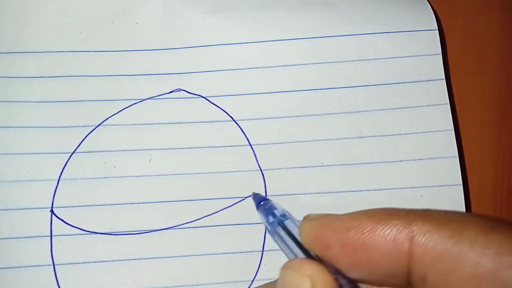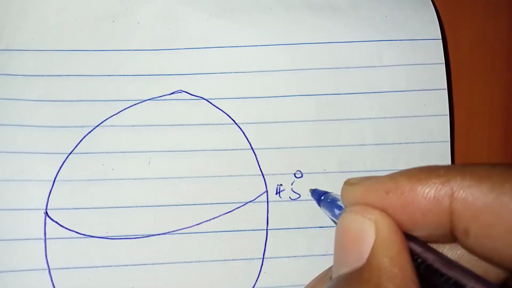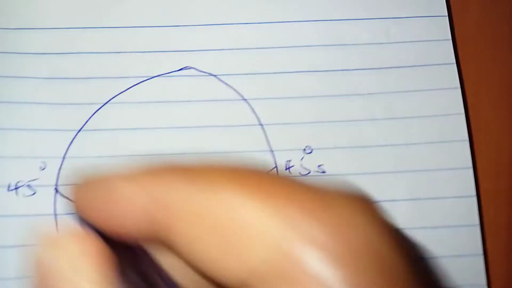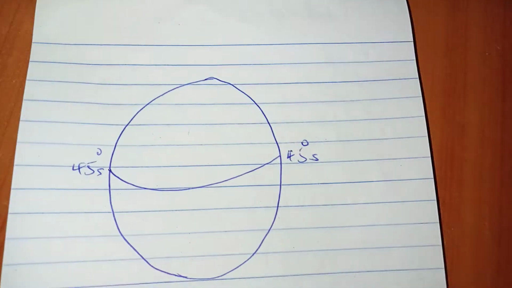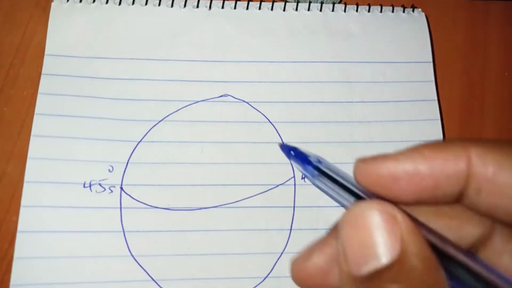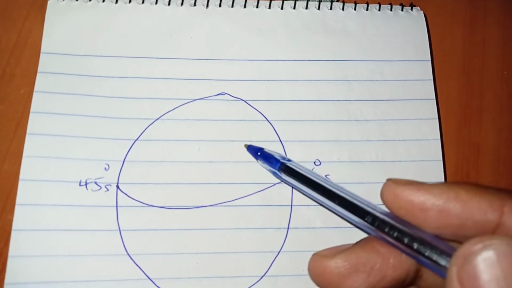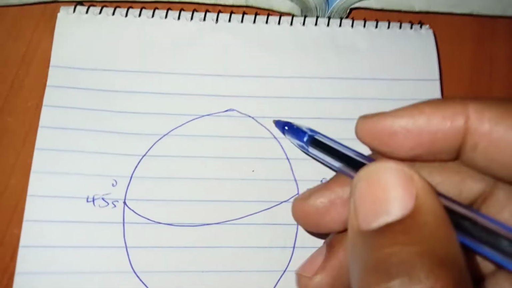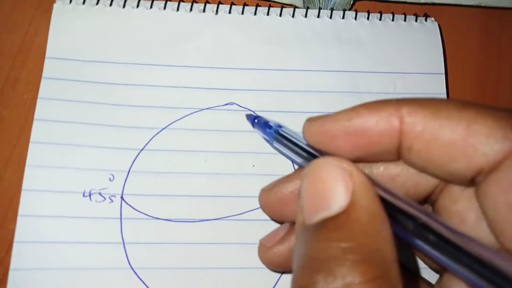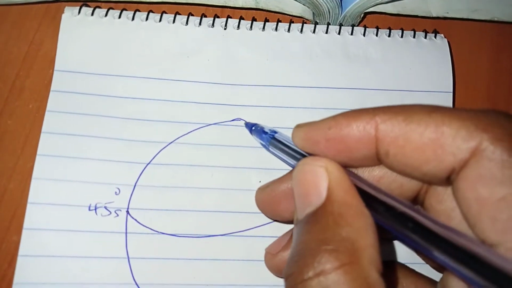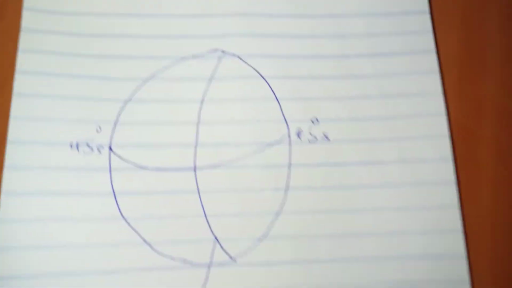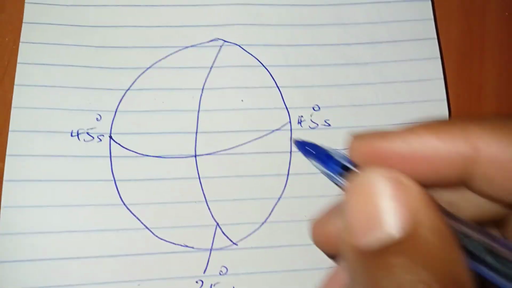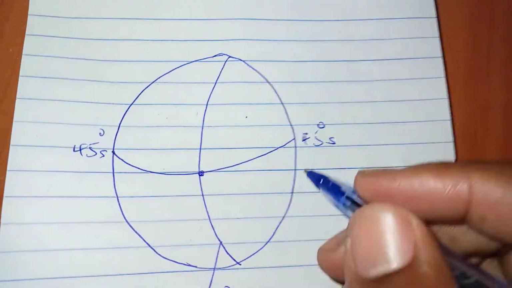So this is 45 degrees. Allow me to write it on both sides. 45 degrees south. Then I locate now the position of the ship in distress. So we have 35 degrees west. So this is my 35 degrees west here, 35 degrees west, and then this is the position, right?